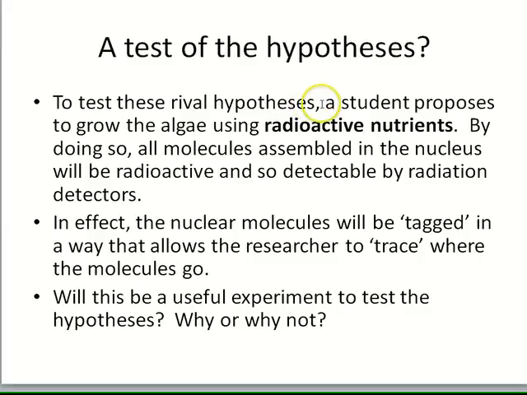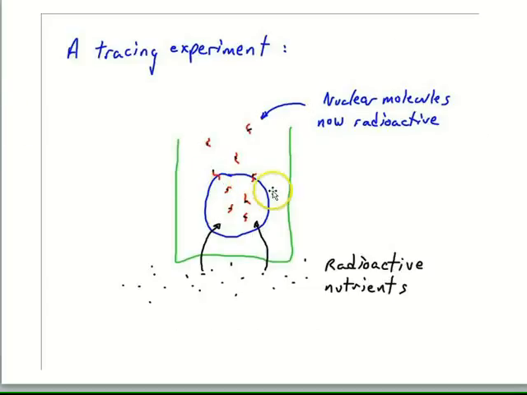To test the rival hypotheses, the student proposes to grow the algae using radioactive nutrients. By doing so, all molecules assembled in the nucleus will be radioactive, and so detectable by radiation detectors. In effect, the nuclear molecules will be tagged in a way that allows the researcher to trace where the molecules go. Will this be a useful experiment to test the hypotheses? Why or why not? So again, here's the idea.